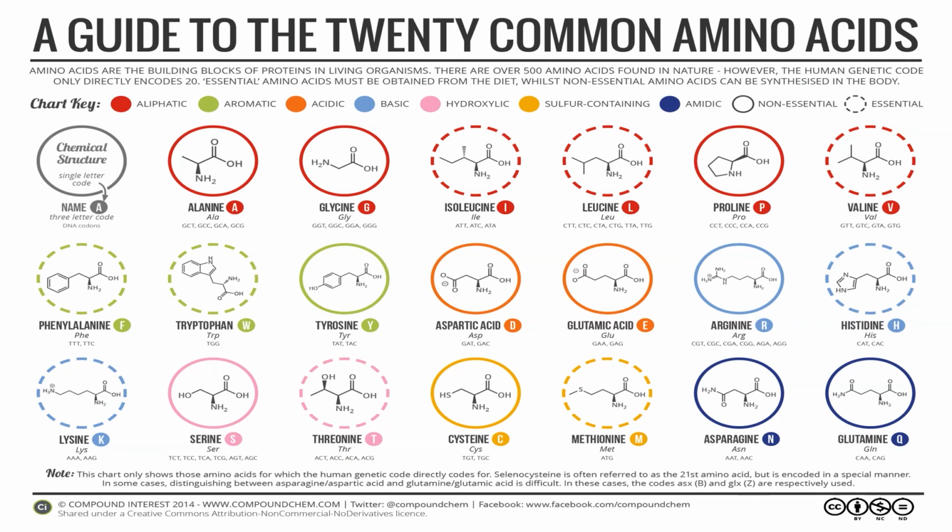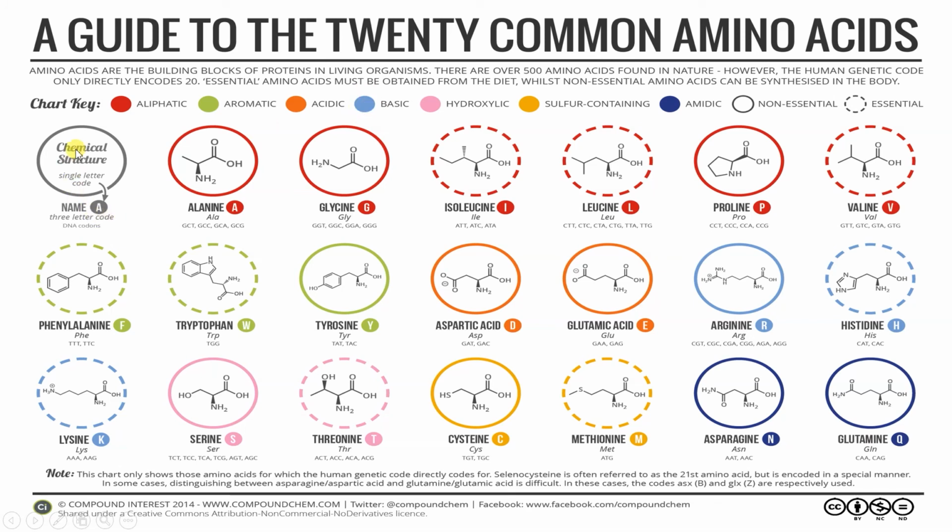Now this table is not required in chemistry, but it will be helpful for NEET aspirants. This explains all about the aliphatic, aromatic, acidic, basic, hydroxylic, sulfur-containing, amidic, non-essential and essential amino acids, all the types of amino acid. If you want to learn in this way, the complete full circle is non-essential. The dotted one is essential.